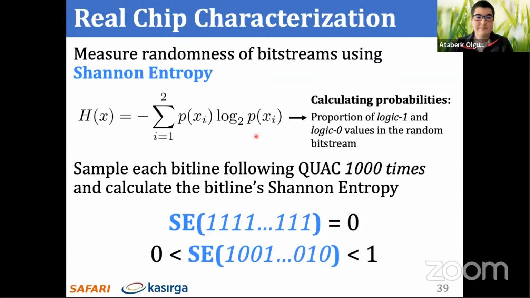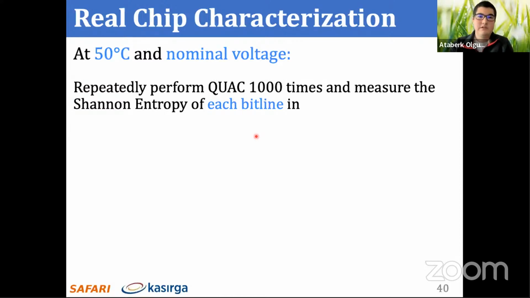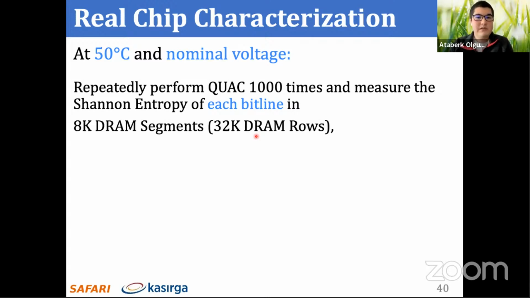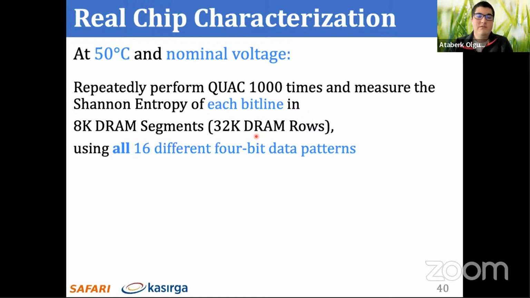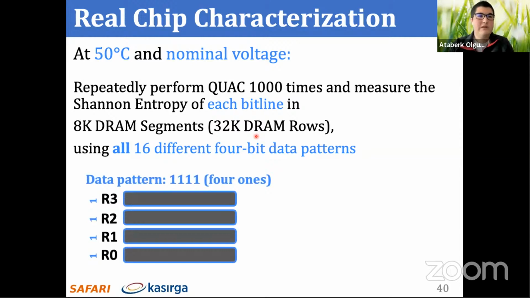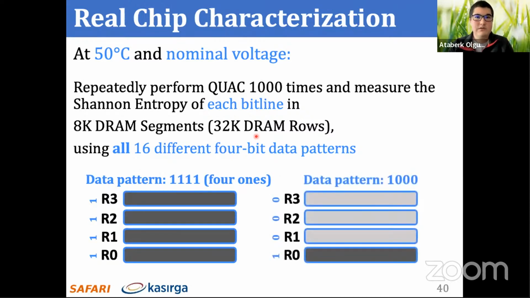Shannon entropy of 1. We conduct a characterization study at 50 degrees Celsius using nominal DDR4 voltage. And in our study, we collect 1,000 bit streams from each bit line in 8,000 DRAM segments using 16 different 4-bit data patterns, where each bit in the data pattern corresponds to the binary value we use to initialize all cells in a DRAM row. For example, the 1111 data pattern initializes all 4 rows with all ones, and the 1000 data pattern initializes the first row with all ones and the other 3 rows with all zeros.